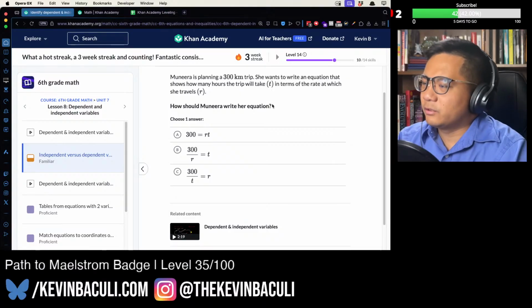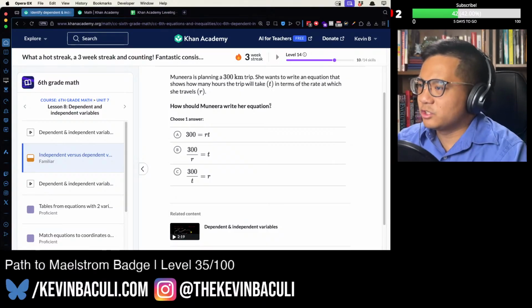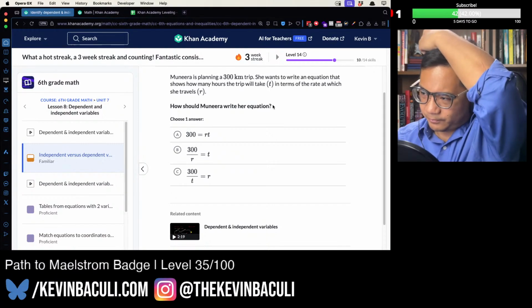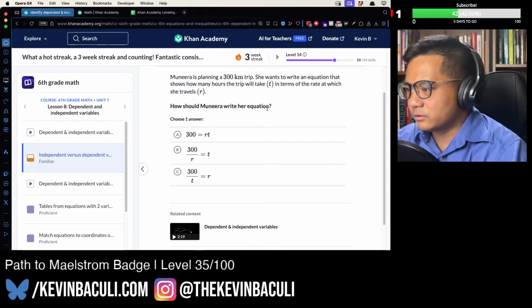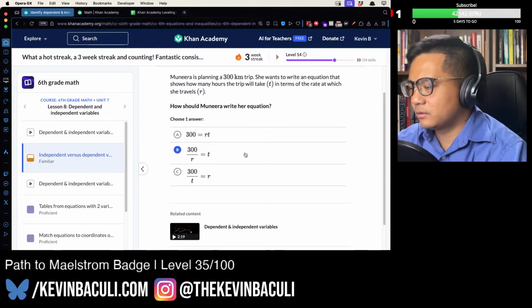Munira is planning a 300-kilometer trip. She wants to write an equation that shows how many hours a trip will take at the rate at which she travels. So T equals, that's only one.